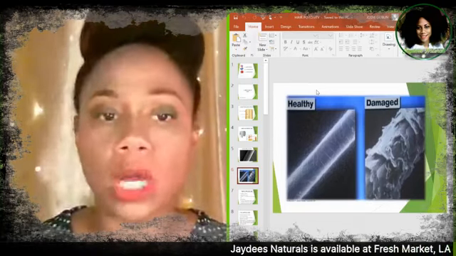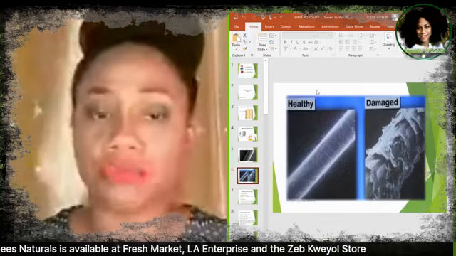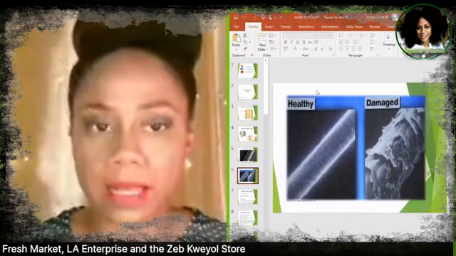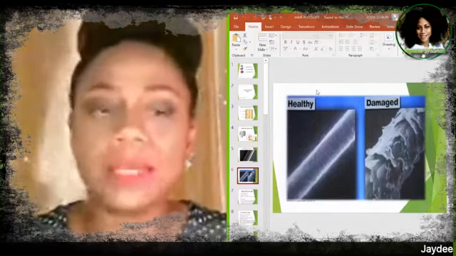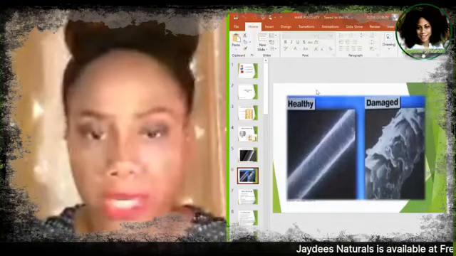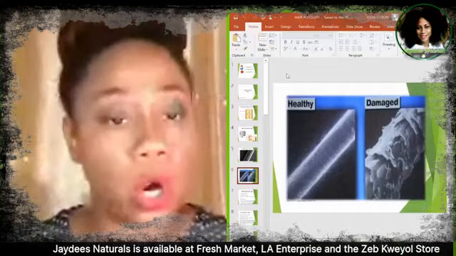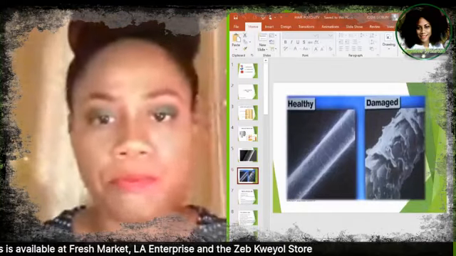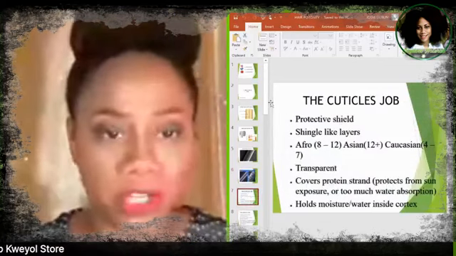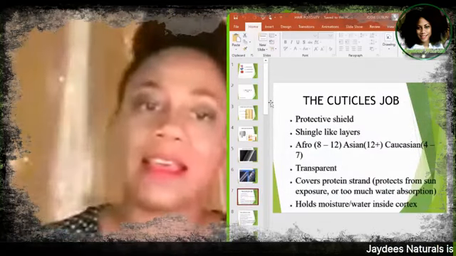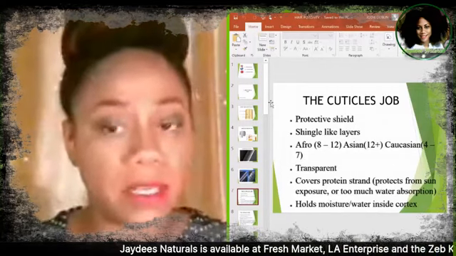So that is one telltale sign of if you have damage or if your cuticles are just raised a bit, then you know that your cuticles might be slightly damaged or a little raised. And you would not see that shine as if it was lying down on the hair strand. All right, now continuing. What is the job of the cuticle, therefore? You might ask. So obviously, it is a protective shield for the most important part of the hair, the cortex.